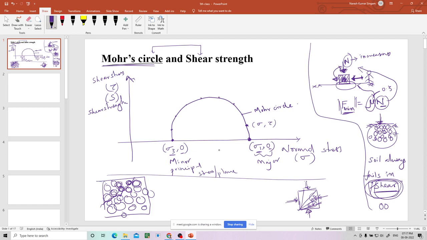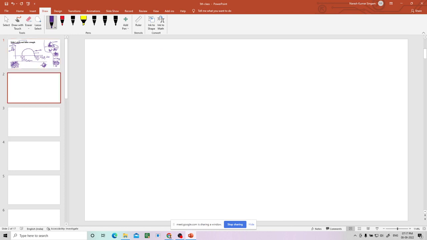Now, every soil has one failure envelope. So let us move to the next slide. Take any soil. The soil has a particular strength, right? But that strength varies. Strength always means, you should remember, shear strength. Some shear strength it always has, but it is a function of normal stress.